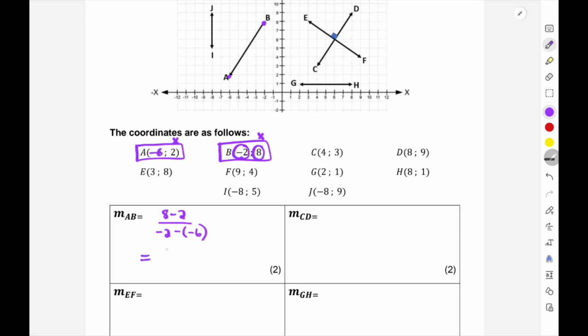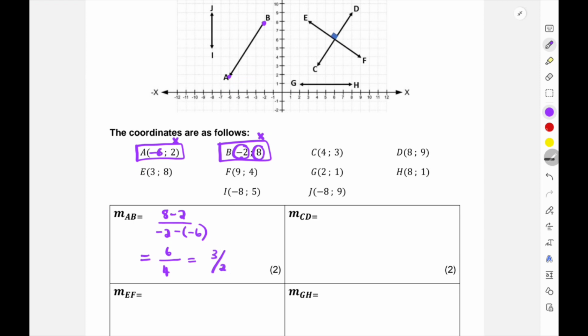8 minus 2 gives you 6. Minus 2 plus 6 gives you 4. So 6 over 4 gives you 3 over 2.